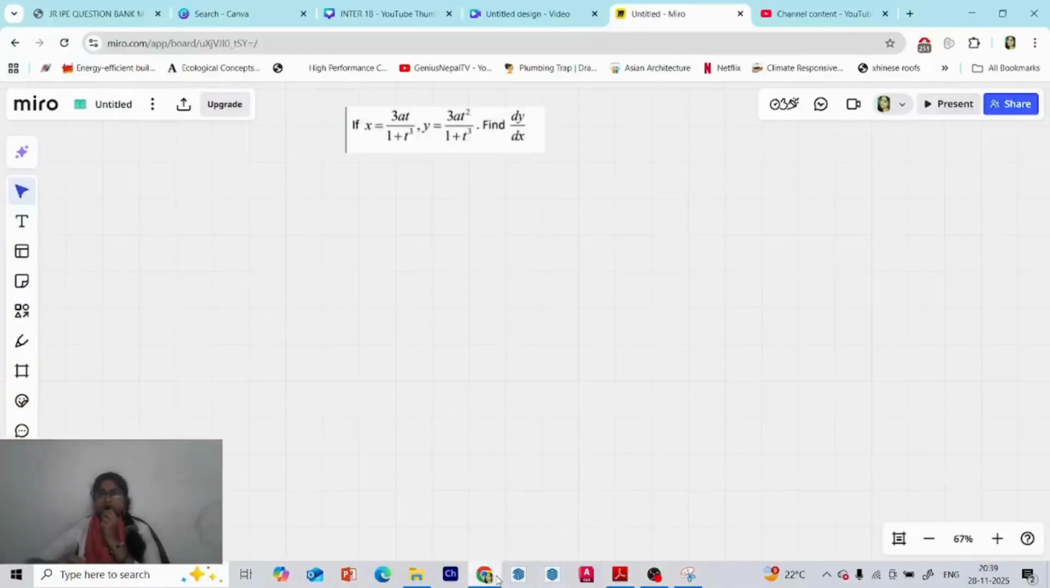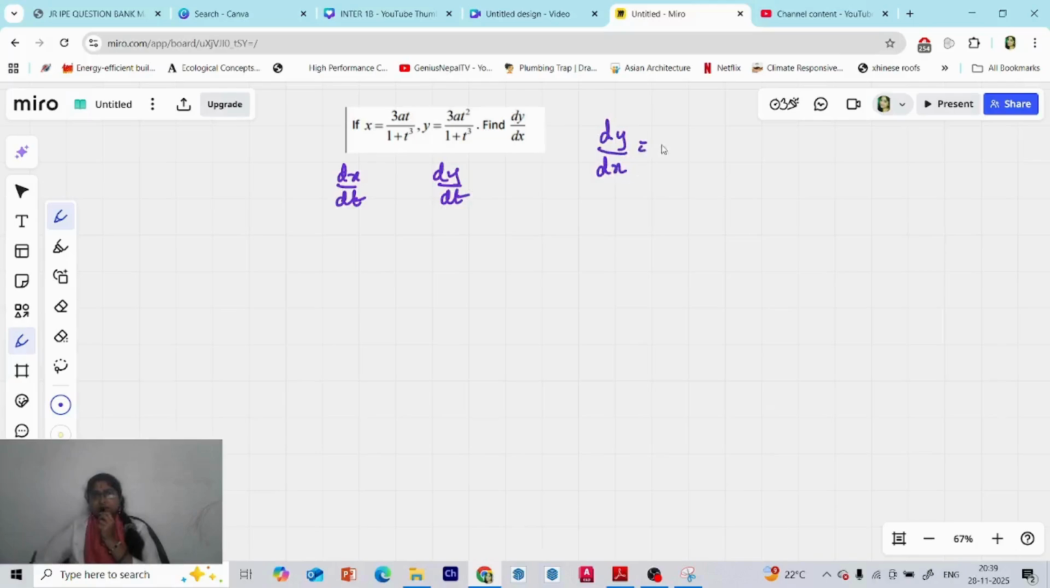Alright, next question. x is equal to 3at by 1 plus t cube, y is equal to 3at square by 1 plus t cube. So we have to differentiate dx by dt, because x is in terms of t, and y we should differentiate as dy by dt, and then dy by dx will be dy by dt by dx by dt. Correct? So let's first see what's dy by dt.